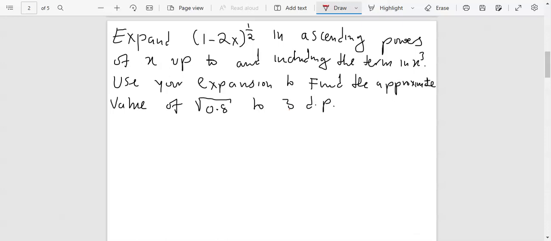Expand 1 minus 2x to the power half in ascending powers of x up to and including the term in x to the power 3. Use your expansion to find the approximate value of square root of 0.8 to 3 decimal places. Right, starting with the expansion that we have, 1 minus 2x to the power half.